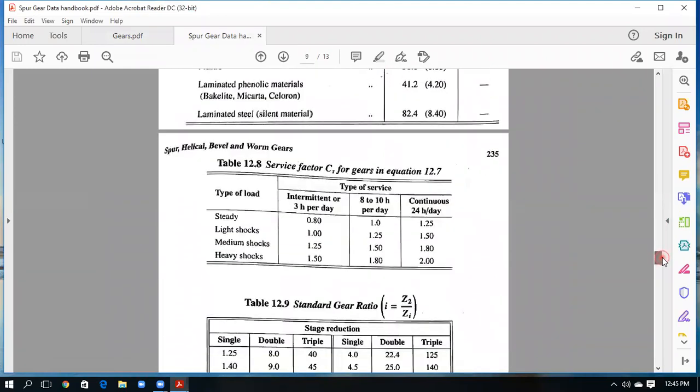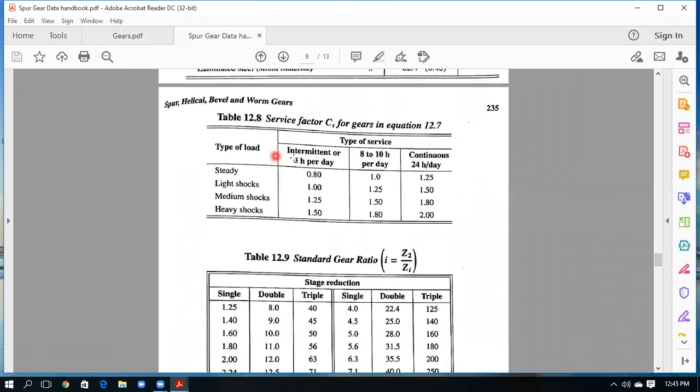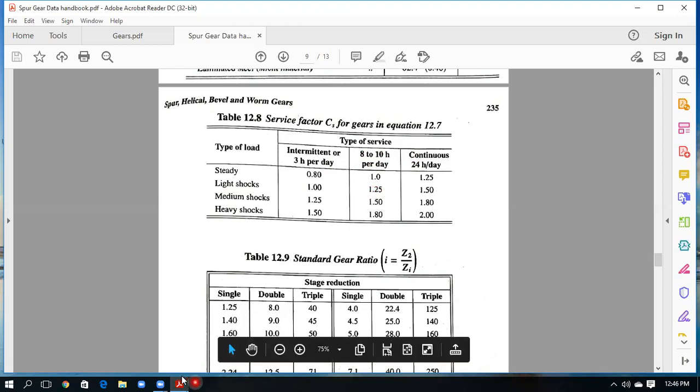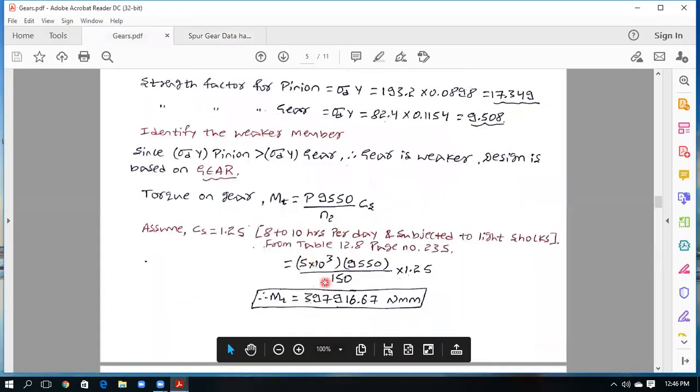Yes, 235. Here you can see that whatever the Cs is there is called the service factor for the gear. In this case, for the type of load, whatever the loading is there, it is taken as light shock. Then the type of service: whether it is working for 3 hours per day or continuously the entire day. Better, if it is not given, assume 8 to 10 hours per day, which means the value will be 1.25. Therefore the value will be 1.25.